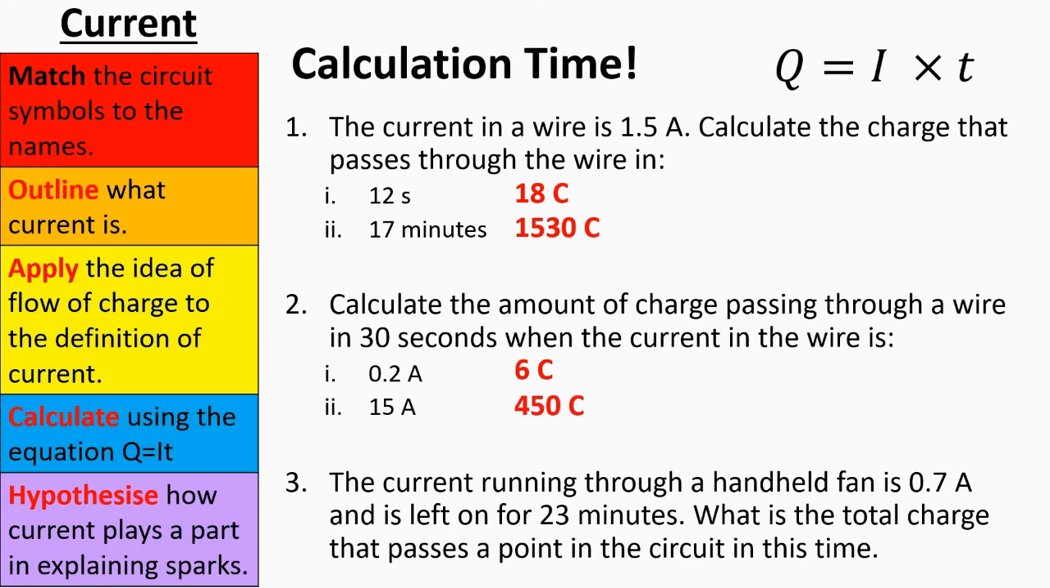And finally, question 3. The current running through a handheld fan is 0.7 amps and is left on for 23 minutes. What is the total charge that passes a point in the circuit in this time? You should have 966 coulombs. If your answers don't match any of these answers, it may be that you've made an error during your calculation. So, over the next 3 screens, I will show you my workings. Pause the video on the workings that you need to take a look at to make sure that yours match mine.